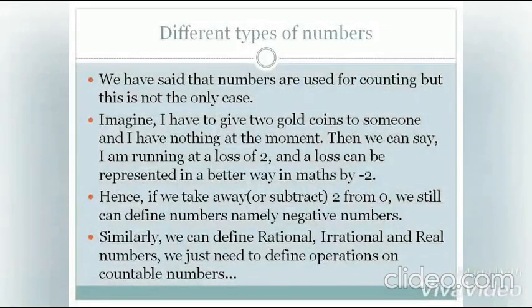Now we have said that numbers are used for counting, but is this the only case? No. Suppose that I owe 2 gold coins to someone, but I have nothing at the moment. Then we can say that I am running at a loss of 2, and a loss of 2 can be represented in a better way in mathematics by -2. Hence, if we take away 2 from 0, we still can define numbers, and these numbers are known as negative numbers. Similarly, we can define rational, irrational, and real numbers. And for these, we just need to define operations on countable numbers.